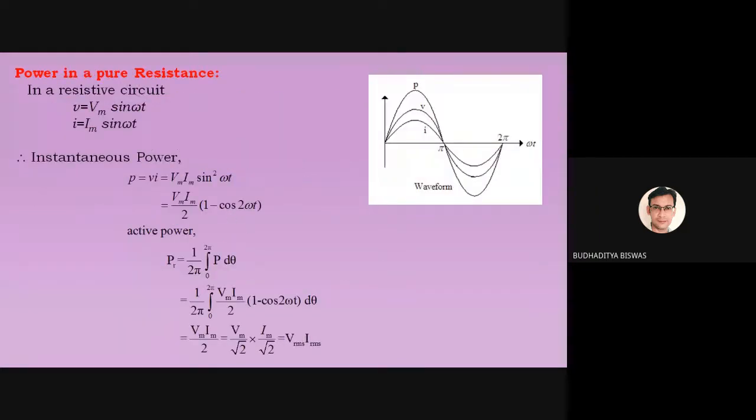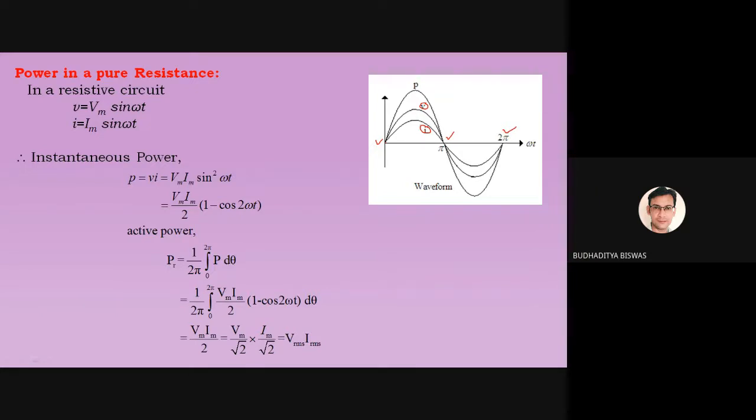Now we need to find out the formula for this power. So power in a pure resistance. This is the graph, because in case of pure resistance, we know that the voltage and current are in the same phase. What is the meaning of the same phase? Same phase means they originate from the same point and terminate at the same point, like this one. They cross the zero reference line at this point, they originate from this point, and they again meet the zero line through this point. So all the phases are same.